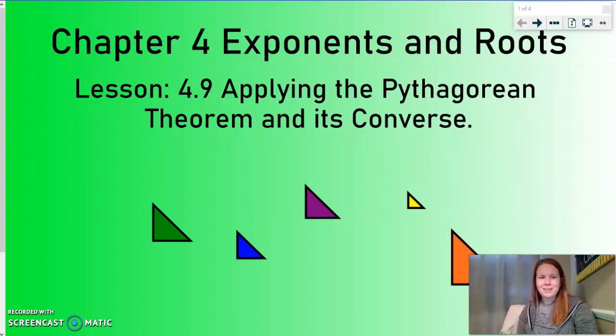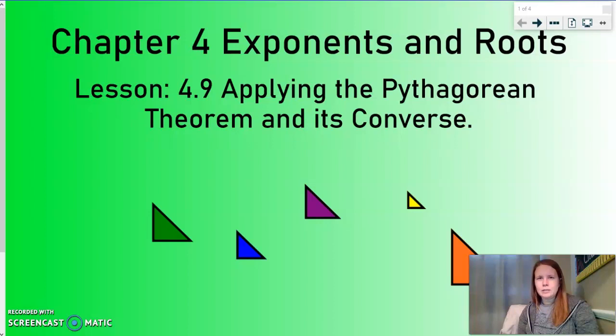I feel like it's been taking us so long to get through to the end of this chapter, and we've gone through so much. But this is Lesson 4.9, which is applying the Pythagorean theorem and its converse. So we're going to re-talk about, again, the Pythagorean theorem and what it means to use its converse today.